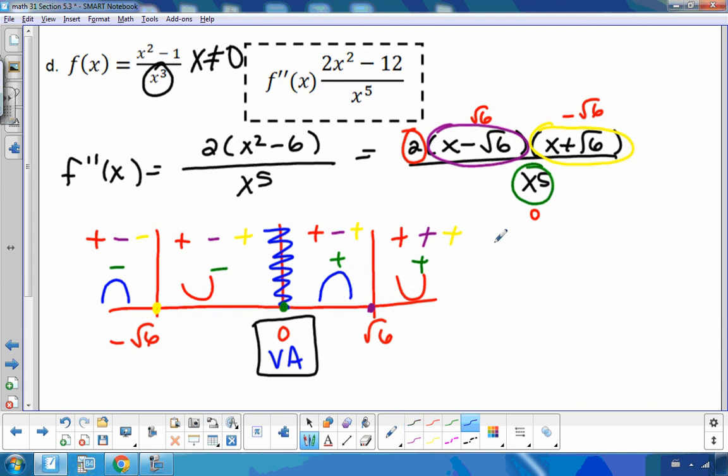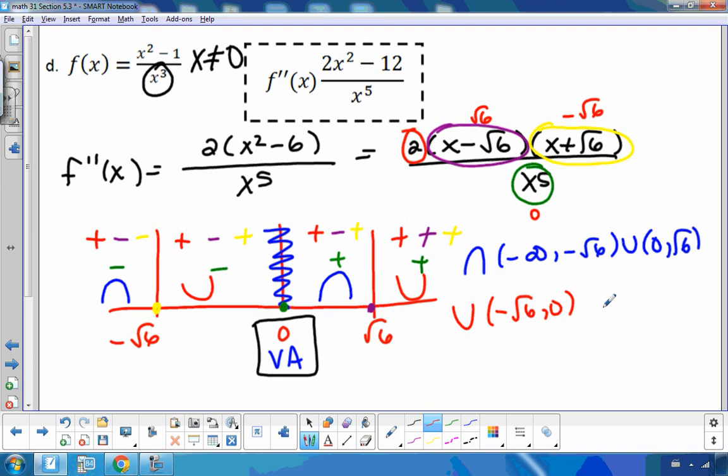Okay? So listing my intervals of concavity, I'm concave down from negative infinity to negative root 6, or from 0 to root 6. I'm concave up from negative root 6 to 0, or root 6 to positive infinity. Okay, so inflection points are going to be right here and right here.